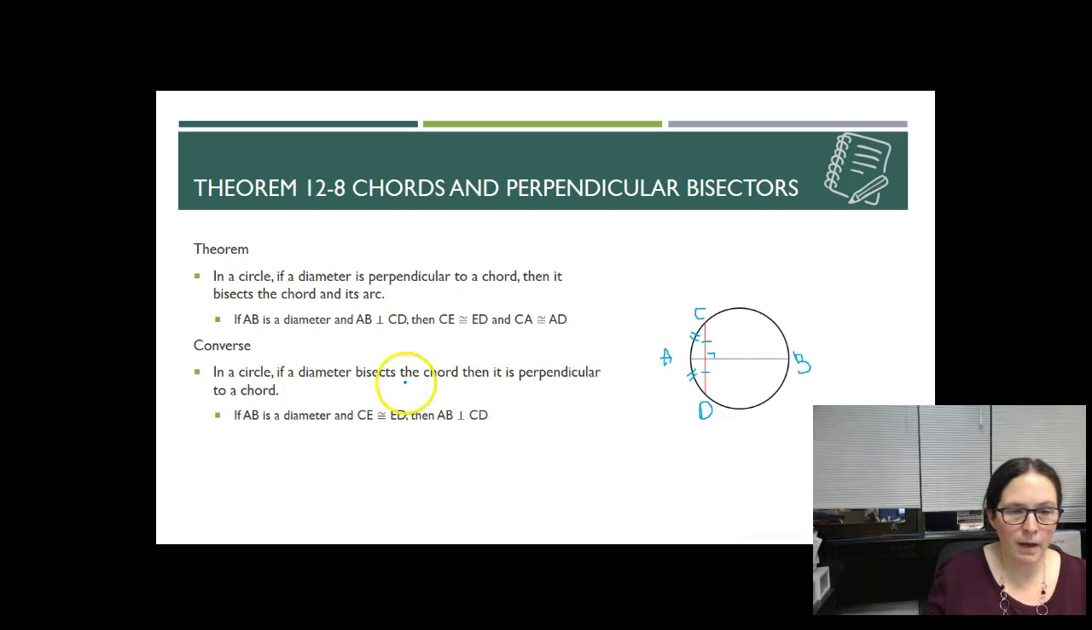The opposite of that, of course, is true, the converse of that. In a circle, if you have a diameter that bisects a chord, then it would be perpendicular to that chord.